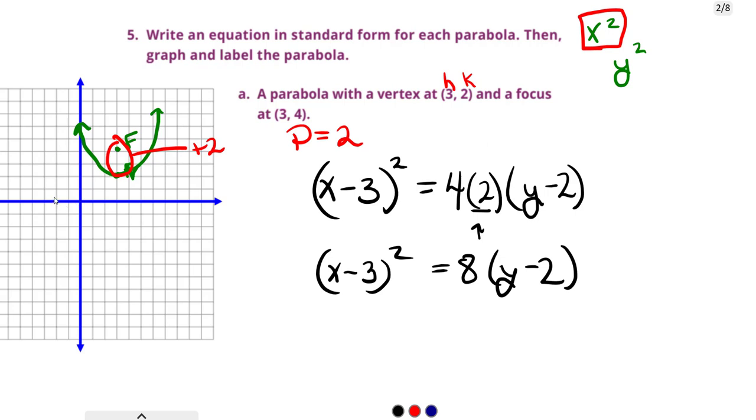And the other things that we need to label is we need to come back in here and label where my directrix is, which is at y equals 0, and where my axis of symmetry is, which is at x equals 3.